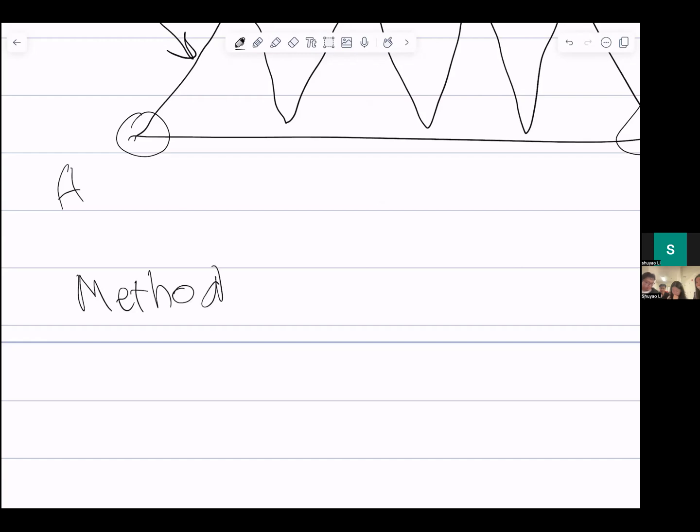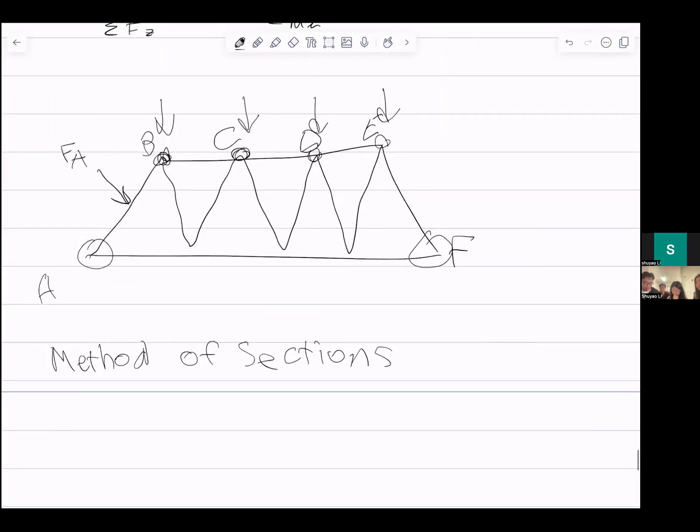So the method of sections would be, let me bring down this image.